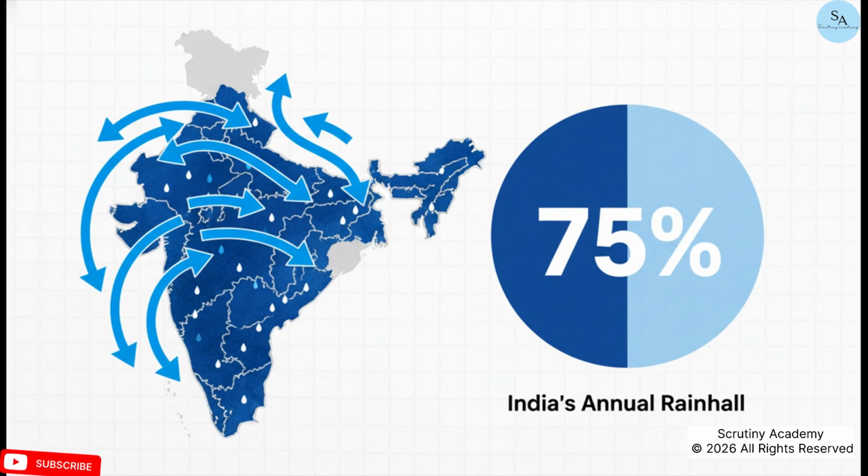Okay, the rainy season. This is basically just the advancing monsoon we were just talking about. It's when those southwest monsoon winds are in full swing, covering the whole country and dumping about 75% of India's total rain for the year.